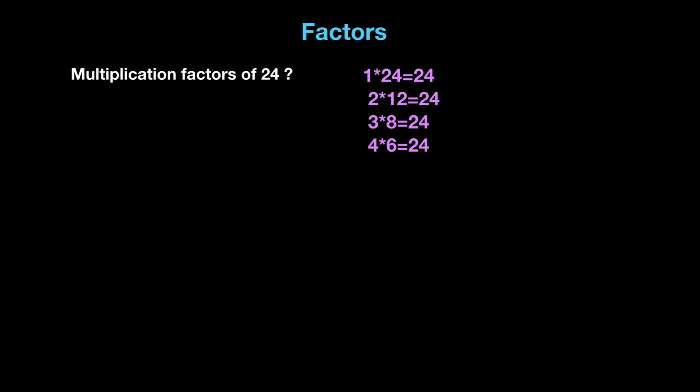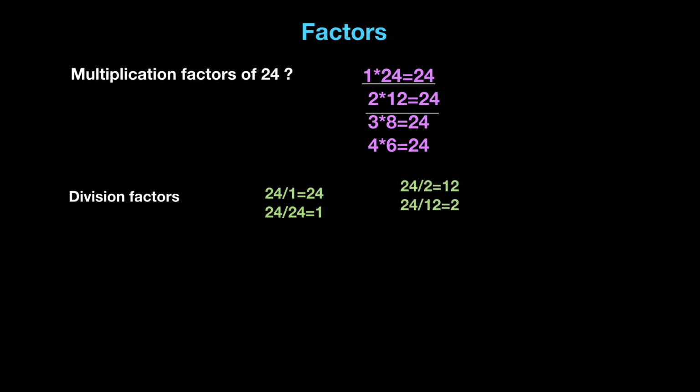From the multiplication factors, we can write the division factors also. From one multiplication factor, we can write two division factors. From 1 into 24 is equal to 24, the division factors are 24 by 1 is equal to 24 and 24 by 24 is equal to 1. From 2 into 12 is equal to 24, the division factors are 24 by 2 is equal to 12 and 24 by 12 is equal to 2.